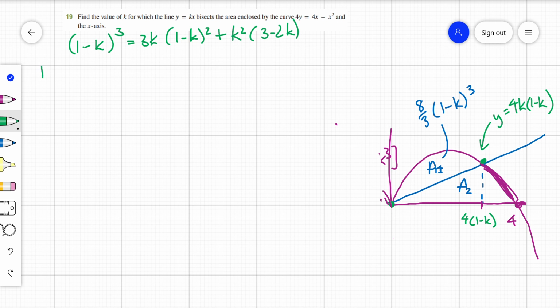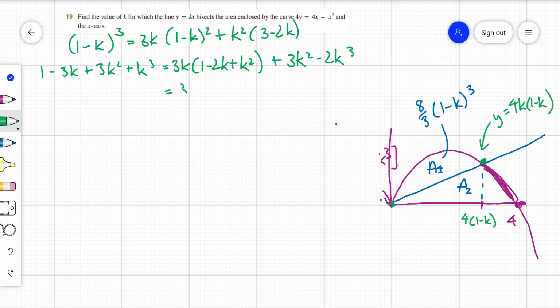1, 3, 3, 1, binomial expansion. This will be 3k lots of 1 minus 2k plus k squared. This will be 3k squared minus 2k cubed. Alright, so this bit will be 3k minus 6k squared plus 3k cubed. 3k squared minus 2k cubed.